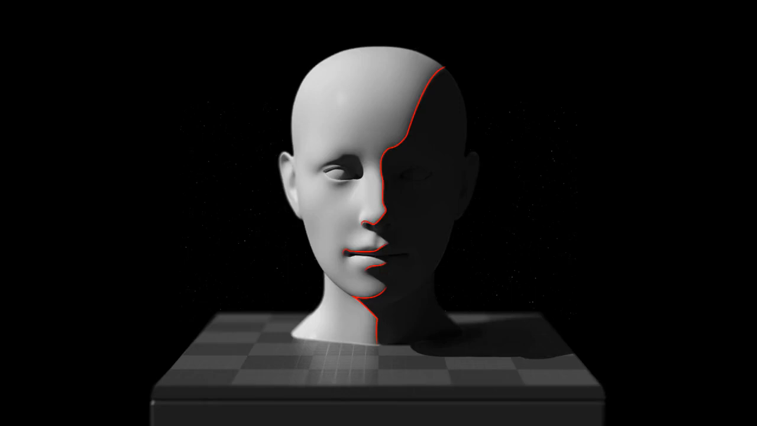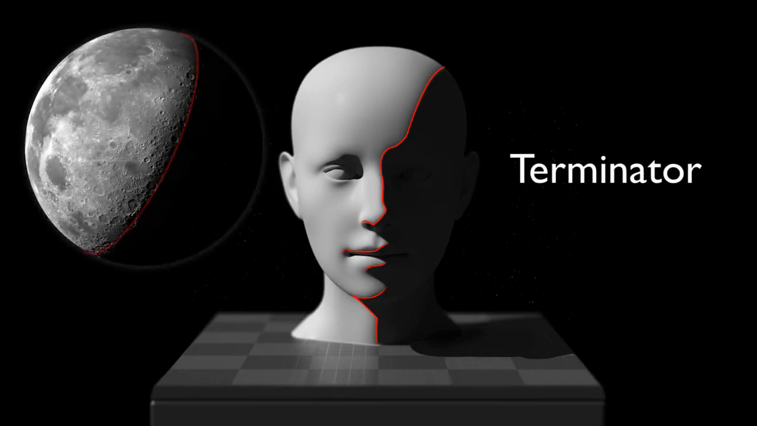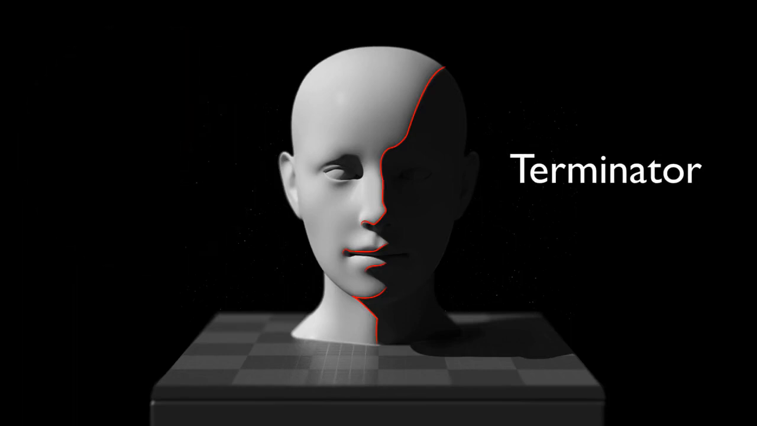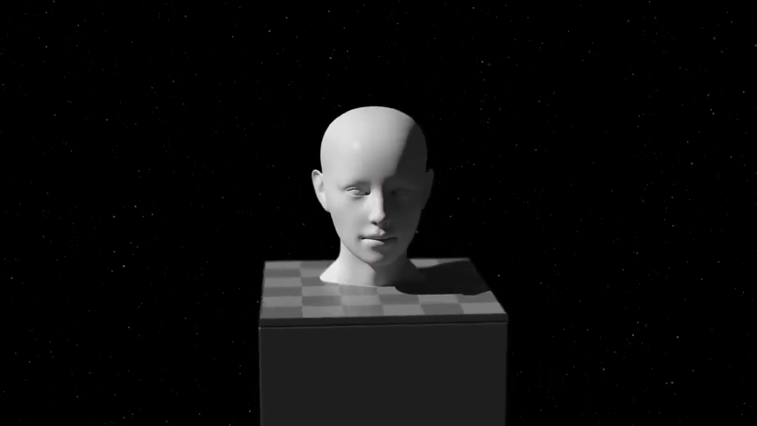I personally really like the word terminator. This is what astronomers call the dividing line on a planet between the dark side and the illuminated side. I like the word terminator because it reminds me that the light terminates at some specific point on the surface. Let me show you what I mean. Let's move the camera so that we can see what the light can see.